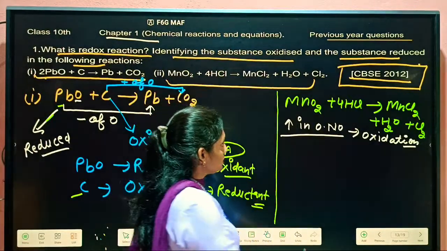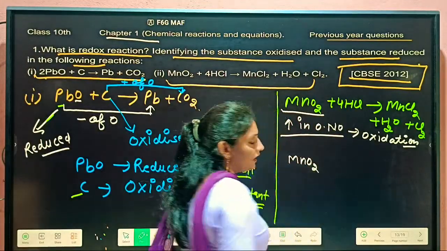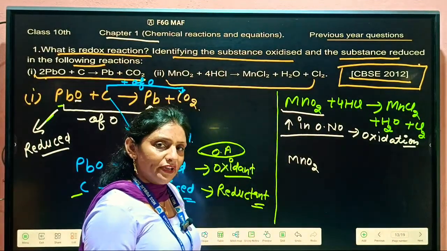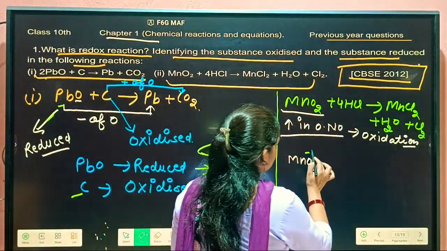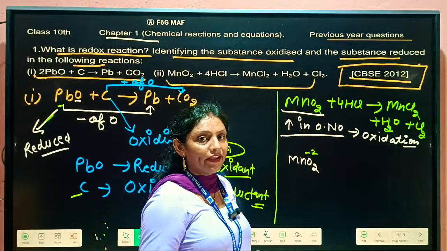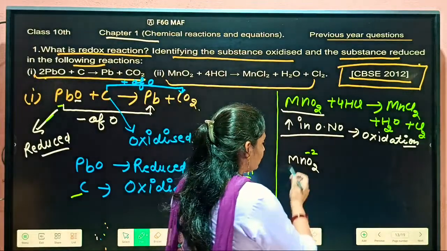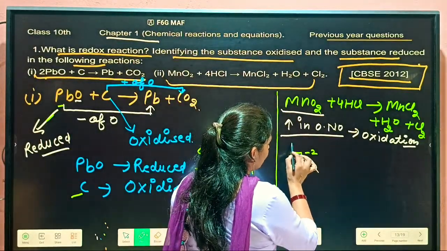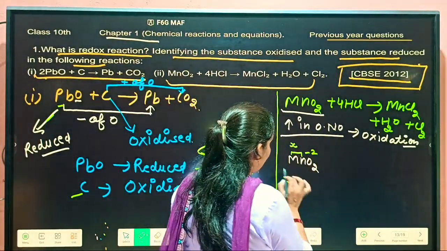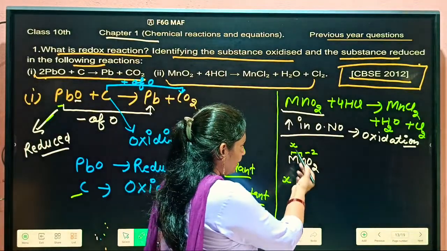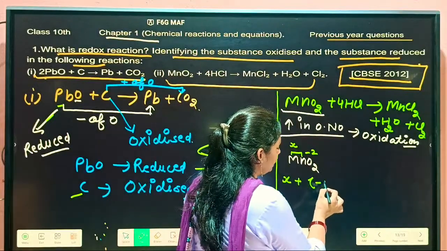Then students, here MnO2. You know very well, oxygen basically exists in the -2 oxidation state. O2 negative, after gaining 2 electrons, can attain a -2 charge. Then what will be the charge on manganese? We can calculate. First of all, we will add the charges. Manganese we have considered as X, and at oxygen there will be -2.